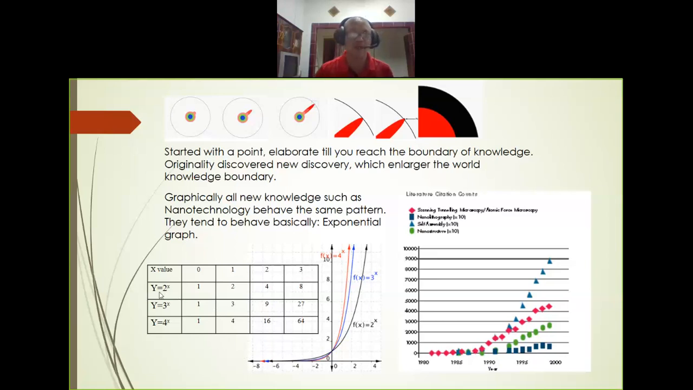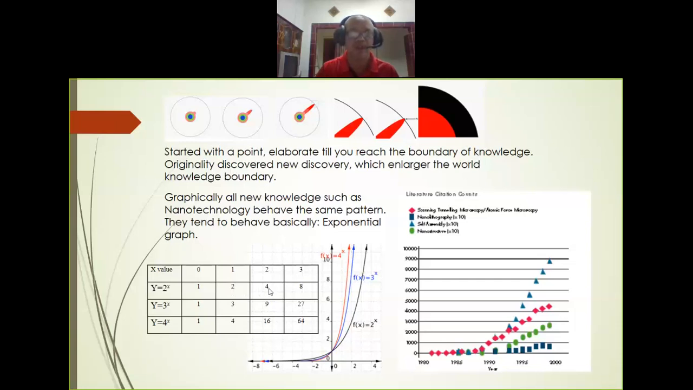Exponential graph, like y equals 2 to the power of x, where x can be 0 until whatever number, integer, and y can also be 3 to the power of x. Okay, so if you start with y equals 2 to the power of x, if x is 0, you get 1. If x is 1, you get 2. 2 to the power of 1 is 2.